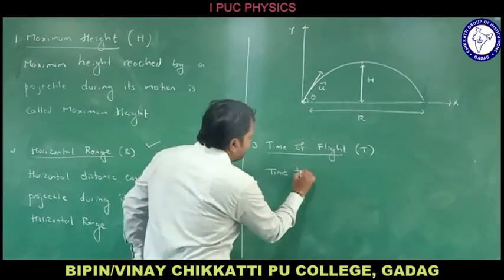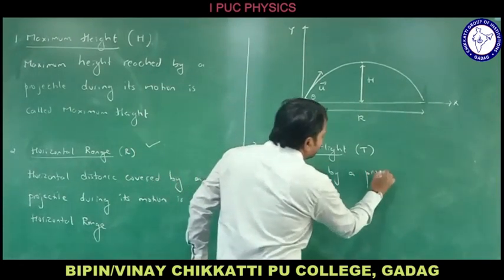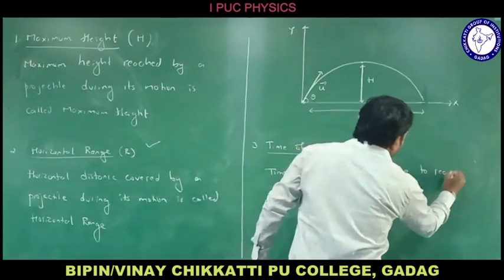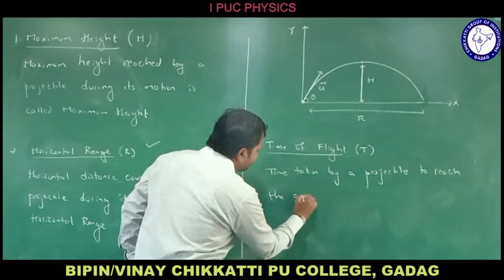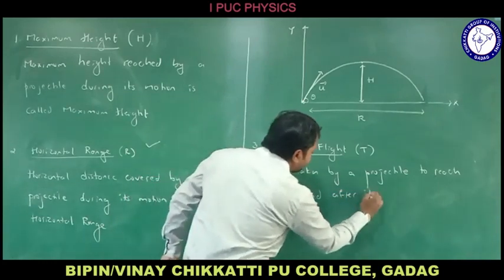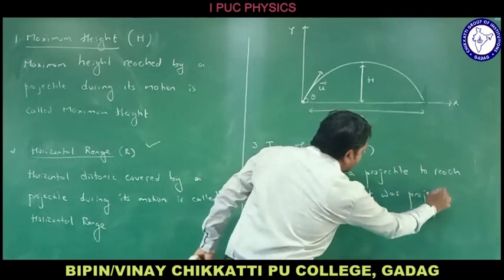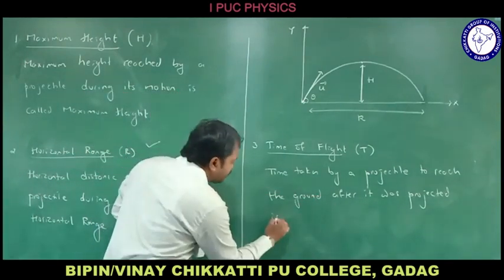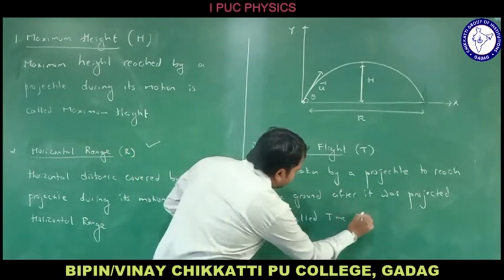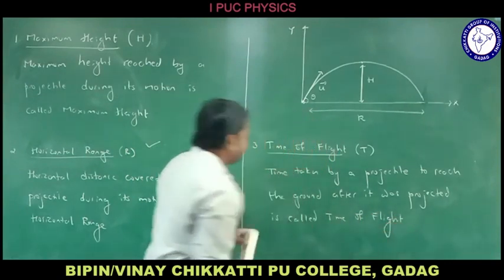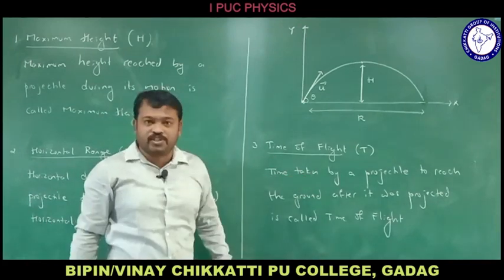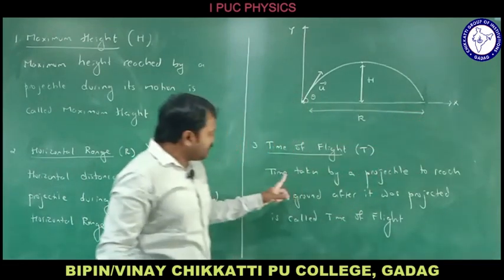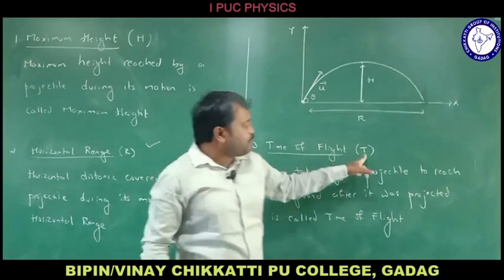Time of flight is the time taken by a projectile to reach the ground after it was projected. Simple. So what is the time taken by the object to reach the ground? How much time did it take? That time taken is called the time of flight and is represented by T.